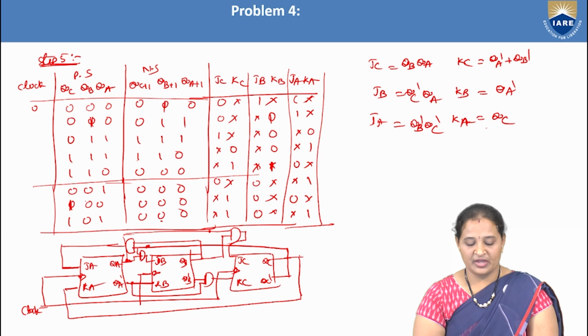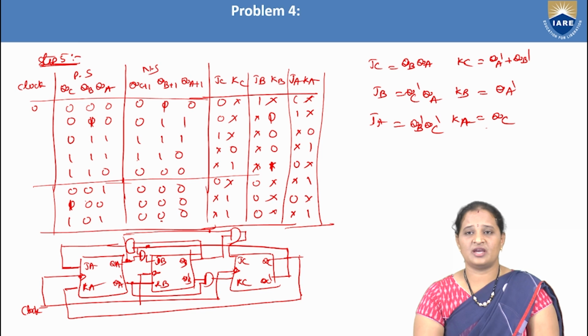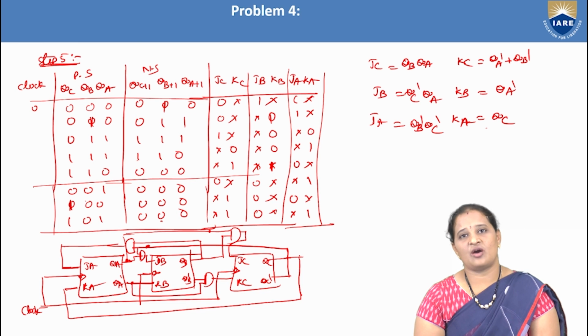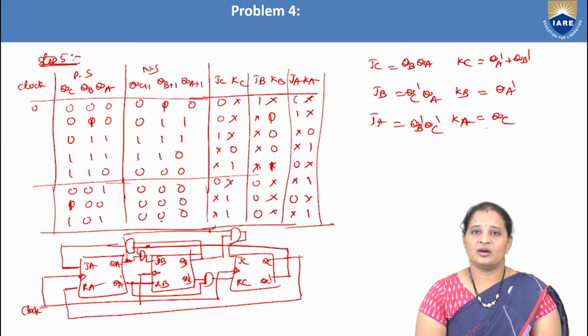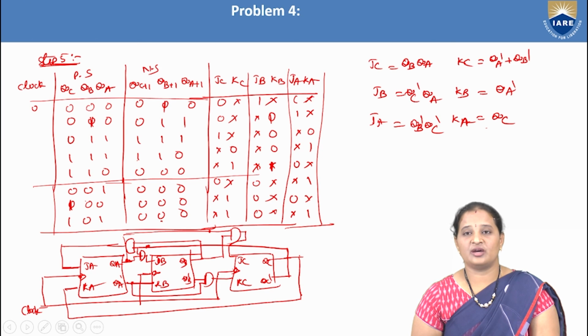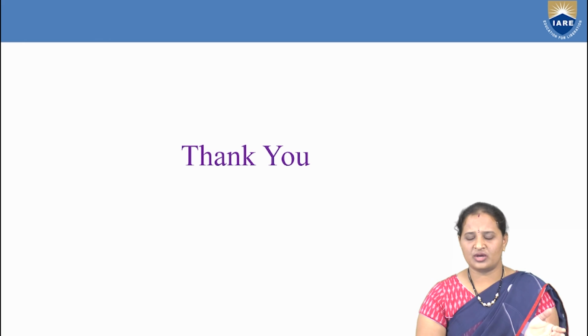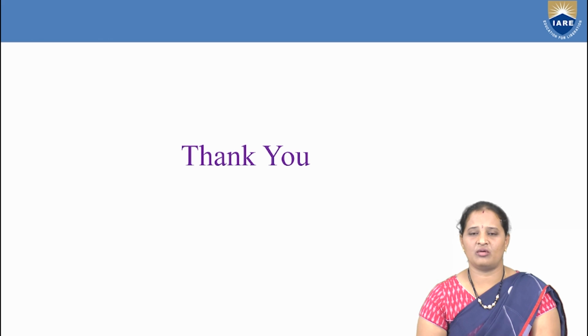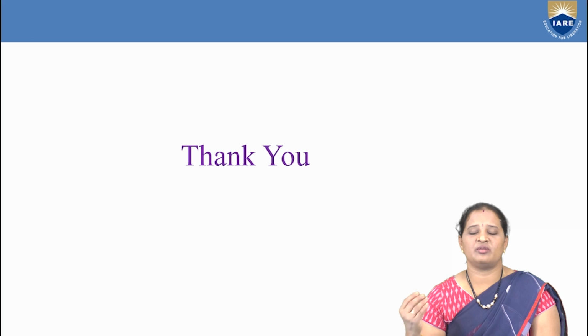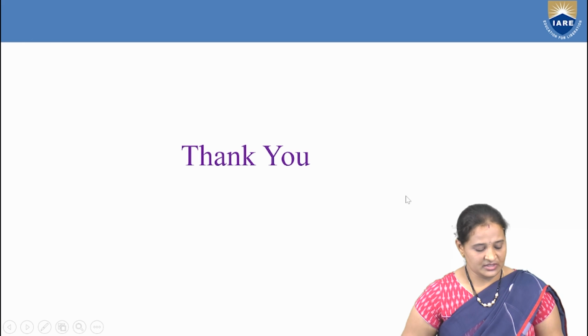So this is how we can design any synchronous or asynchronous counters depending on the design procedures here. I hope it is clear to everyone. That is how you can design any counter which can count any sequence. Either we can design an up counter or down counter. The only thing is you have to remember the design procedure and the truth tables and excitation tables of all the flip-flops. So that's all for this lecture.